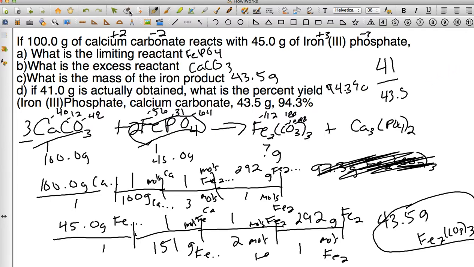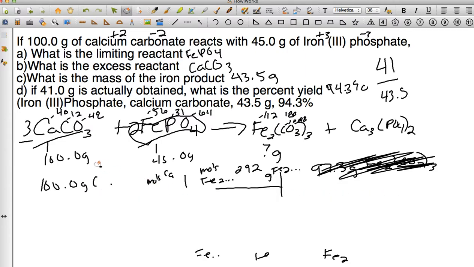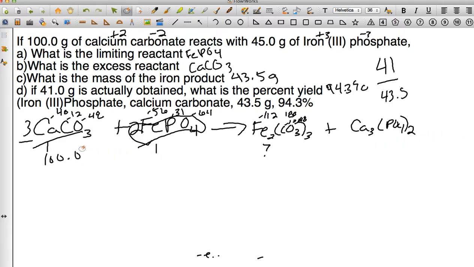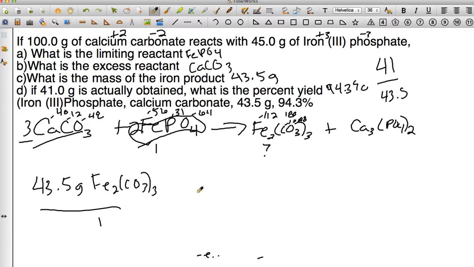Now, the last thing then that I could do would be ask you how much is left over. Okay, so how much of the excess was left over. It was not asked on this problem, but I'm going to go ahead and do it anyway. So if I want to know how much excess remained, we're going to take that 43.5 grams of the iron 2CO3, and we're going to take it over to calcium carbonate because that was the guy that was in excess.